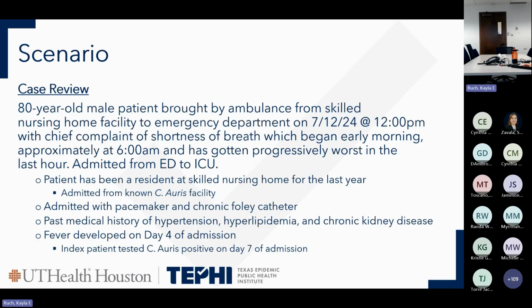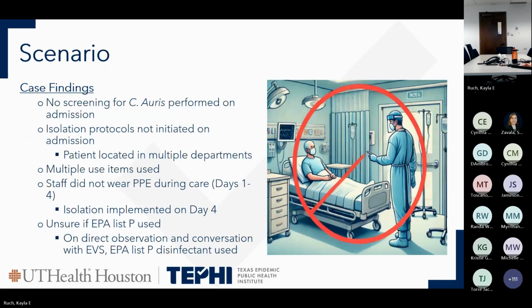So at this point, you know what has gone on. This is just a quick review. You have an 80-year-old male that was brought in from the ED to the ICU from a known C. auris facility. They were admitted with a pacemaker, chronic Foley, and past medical history, and the index patient that started this outbreak event was positive on day 7 of admission.